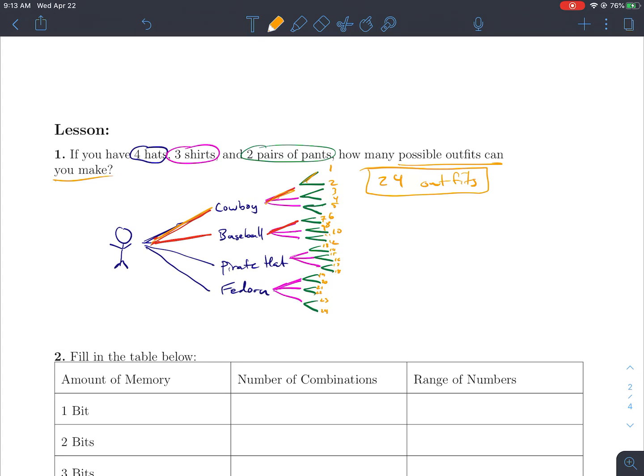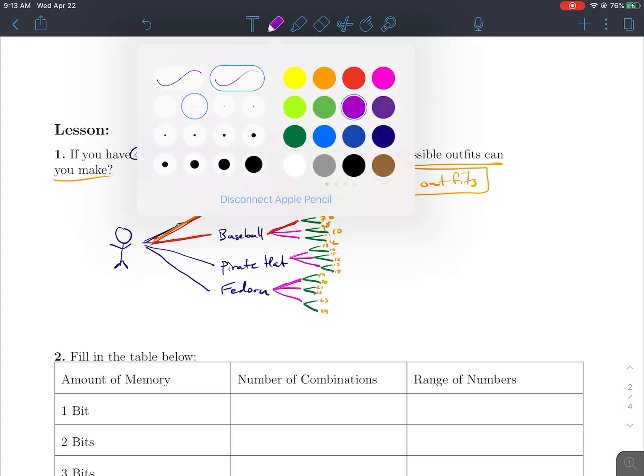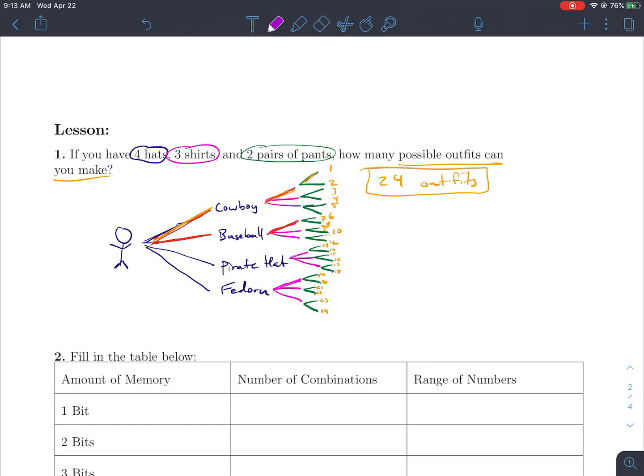So that was actually a pretty complicated problem to solve. It took a nice diagram and some counting that was easy to make mistakes with, as you might have seen from my trying to count it. So you might be wondering mathematically, is there an easier way to do this problem? And absolutely. The way I like to think about problems like this is as making 3 choices. You've got your hat choice, you've got your shirt choice, you've got your pants choice.